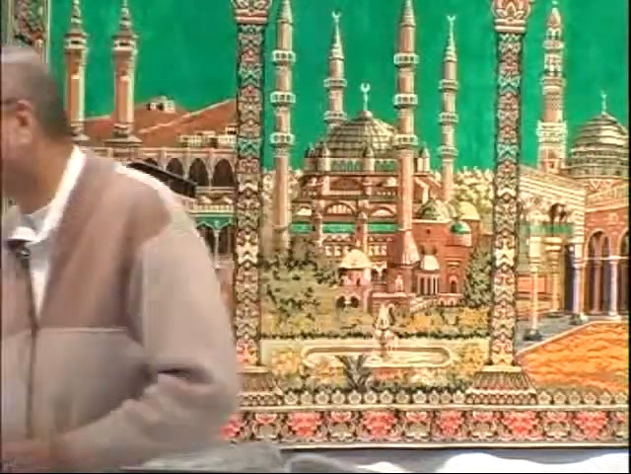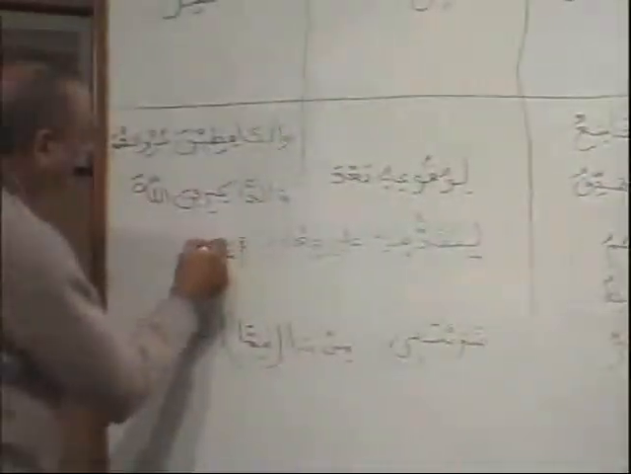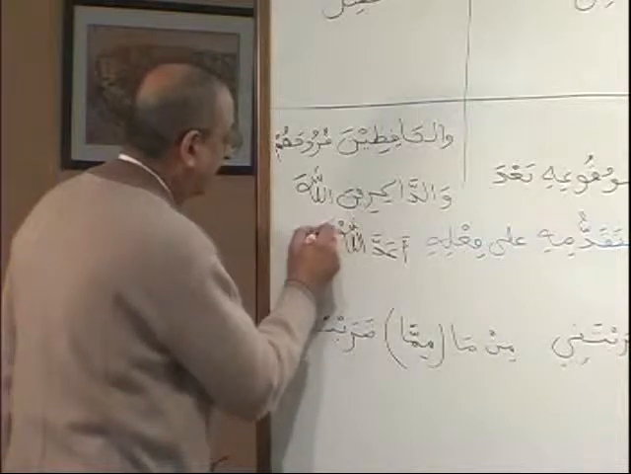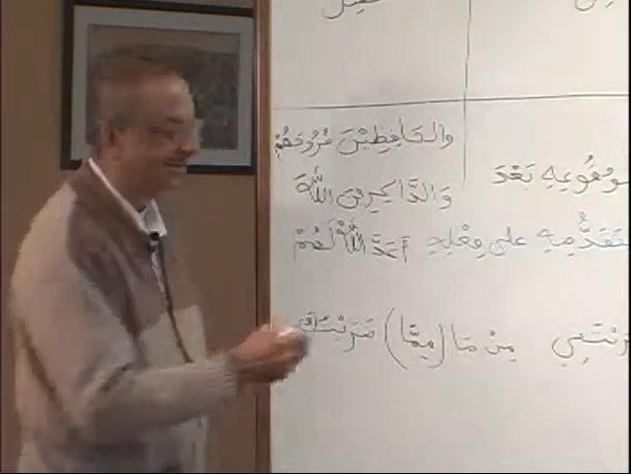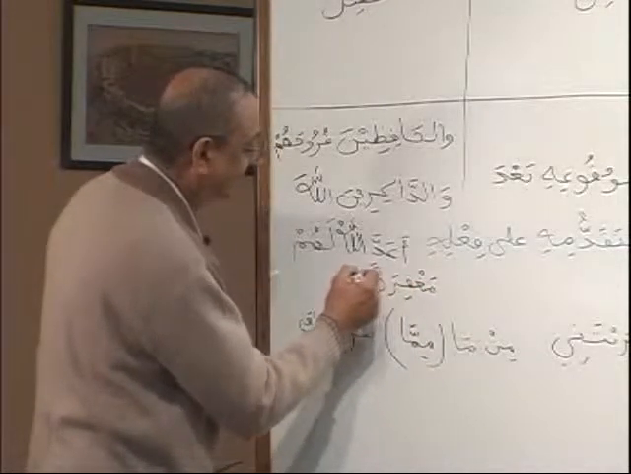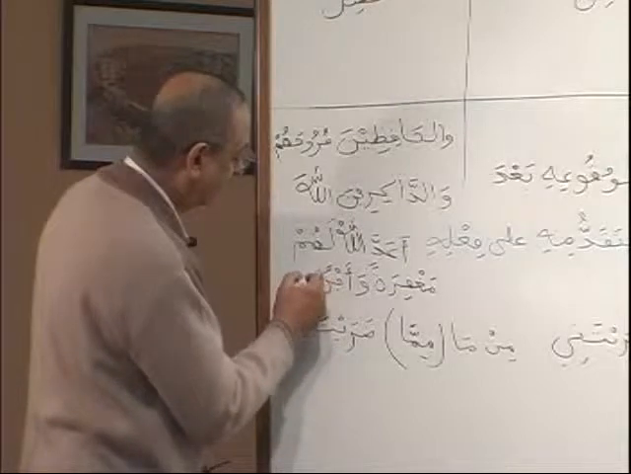Got the idea? Brothers and sisters, where is the khabar inna? Now comes the khabar inna. See, khabar inna came after half a kilometer. It is away from the ismu inna. So the khabar is, brothers and sisters, a'addallahu lahum. What has Allah prepared for them? Maghfiratan wa ajran azima.